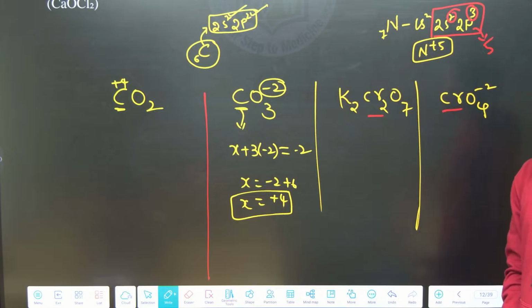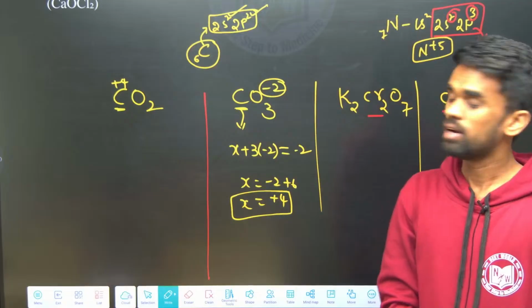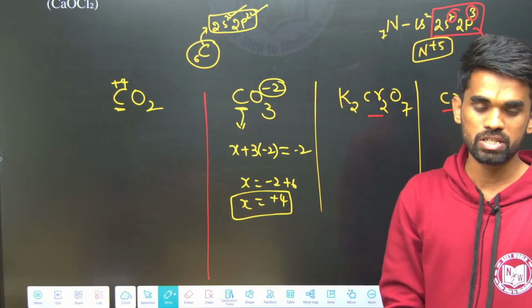Okay, now if I ask what will be the minimum oxidation state of nitrogen, what will be the minimum oxidation state?